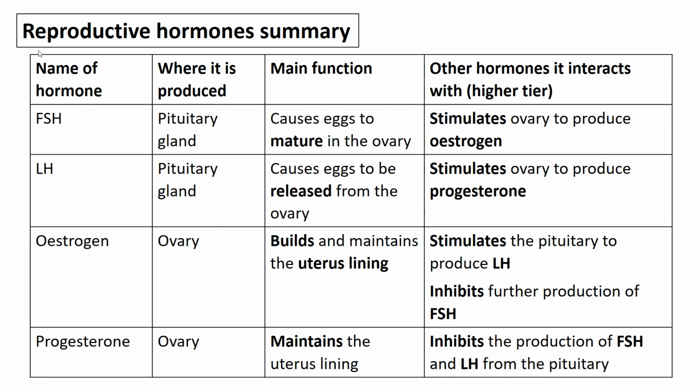Okay, so here's a really nice summary for you to help you remember what the reproductive hormones do and where they're made. So you need to know the names of the reproductive hormones, FSH, LH, estrogen, progesterone, where it's produced, so either pituitary gland or ovary, and their main functions. If you're doing the higher tier, you also need to learn what their interactions are with each other and with all those other hormones. So if you've learned that slide, basically you'll be able to answer the majority of questions about reproductive hormones because you'll have a really good understanding.